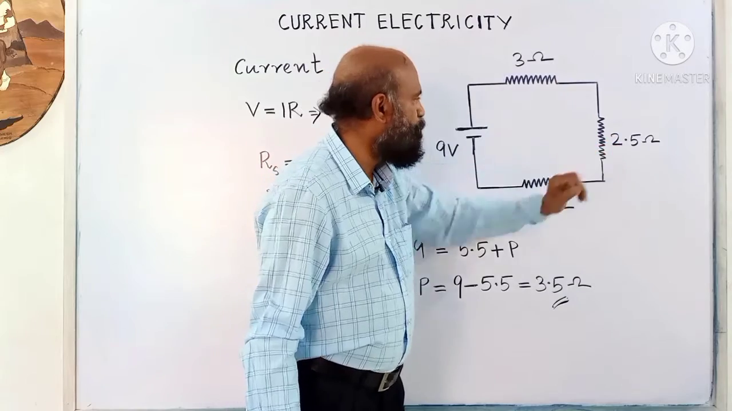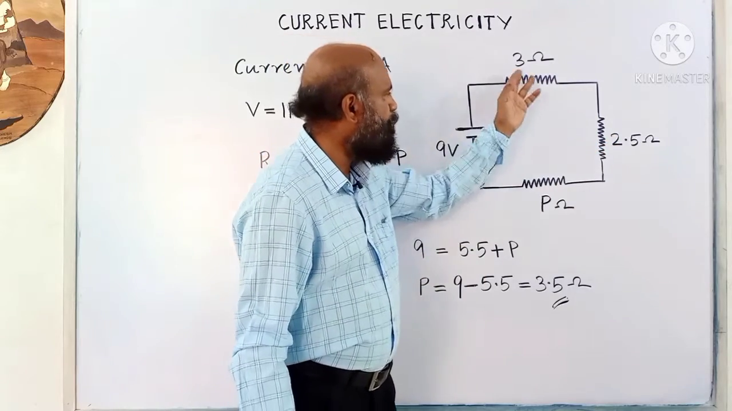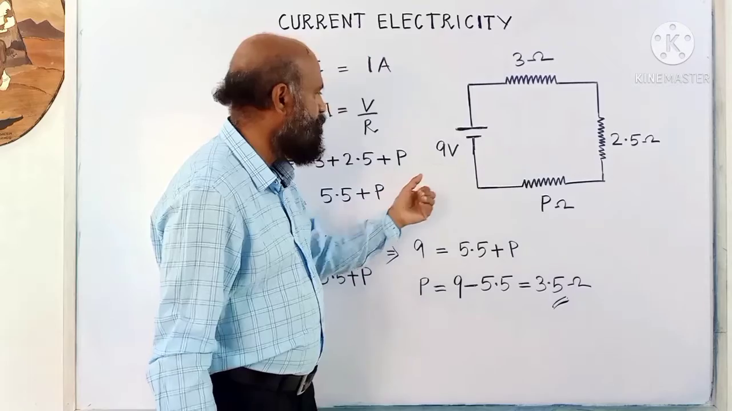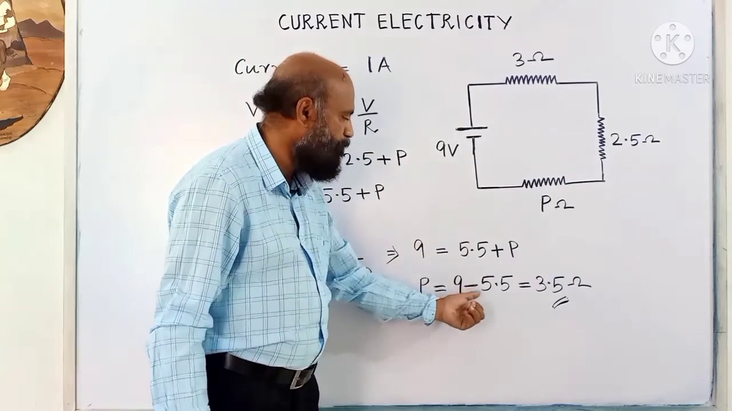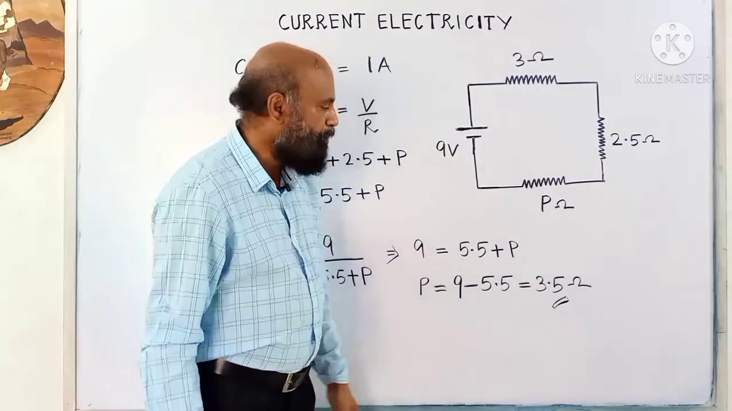3 plus 2.5, that is 5.5, you subtract it from 9. So 9 minus 5.5 is 3.5 ohm.